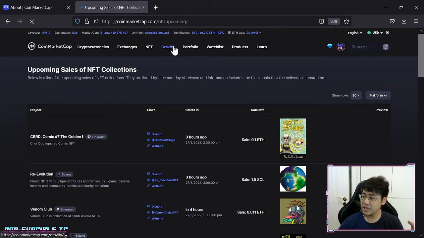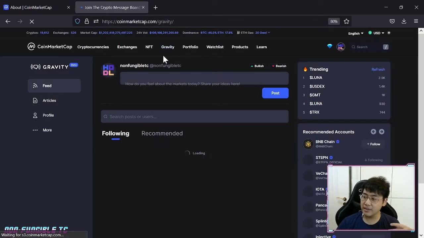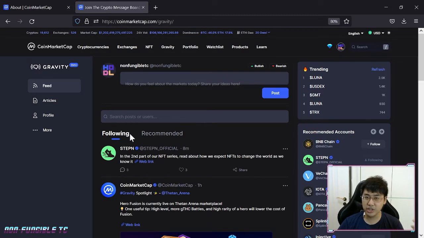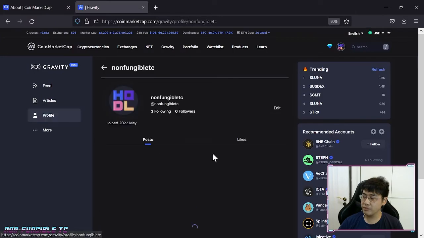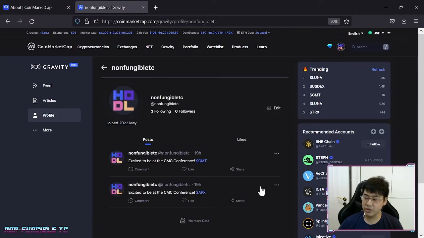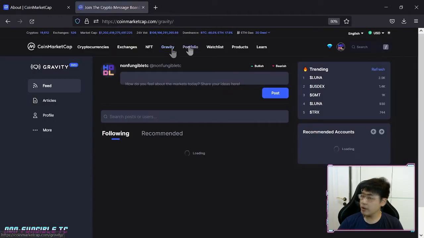So Gravity, let's talk about Gravity. Gravity is kind of like a social media or Twitter-ish platform where you can follow different types of projects, and you can see them posting on there and so on, and then you can read articles and profiles. So think Twitter, but a CoinMarketCap Twitter. You can post stuff, tag tokens, use hashtags, and stuff like that, right? So this is Gravity.